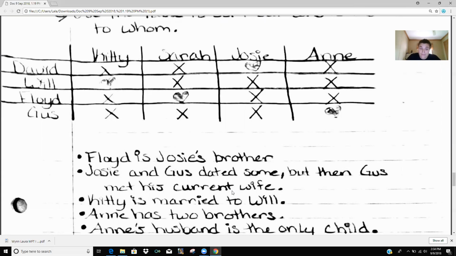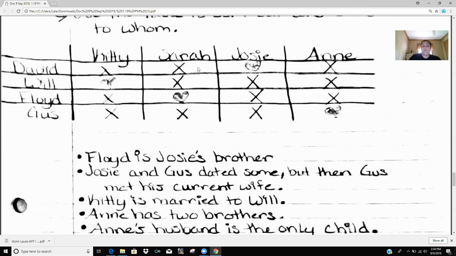Now the third clue they give us, it says Kitty is married to Will. So we give Will a heart under Kitty's name because that's her husband. We can go ahead and mark David, Floyd, and Gus out because she's married to Will. And then over here under Josie, she can't be married to Will because he's already married to Kitty. So we know she's married to David.